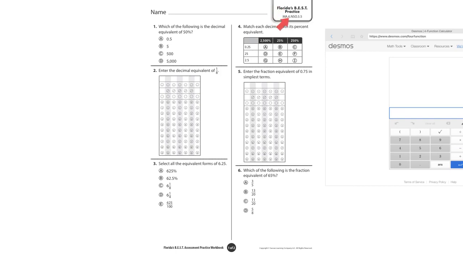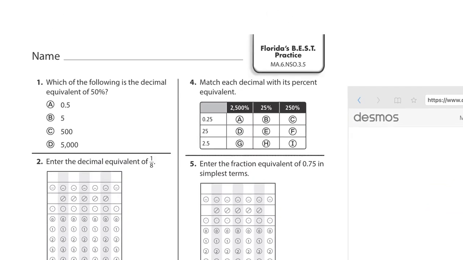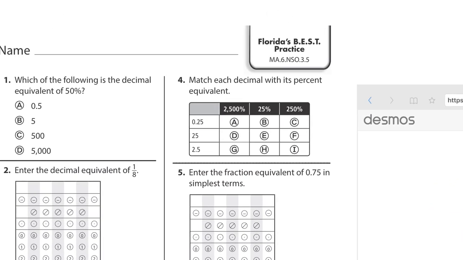Okay, this video is on 6NSO 3.5. I will zoom in. And notice we're working on 6NSO 3.5. Okay, our first problem is problem number 4.